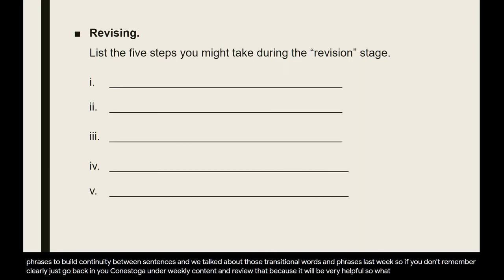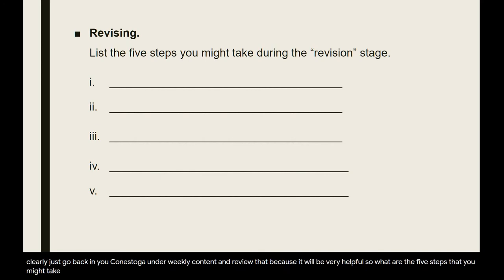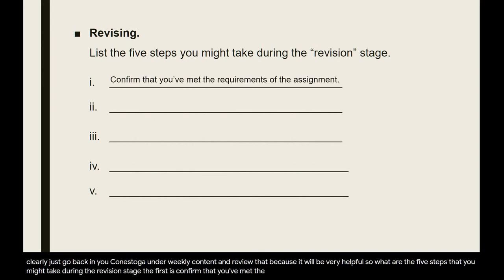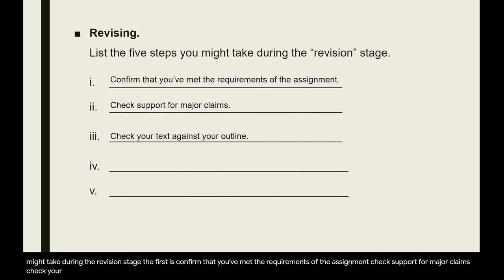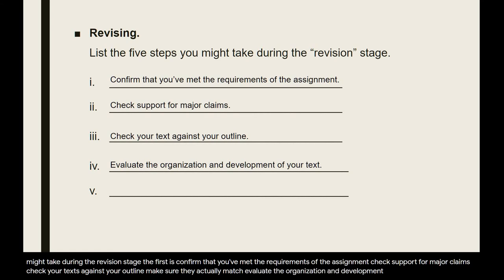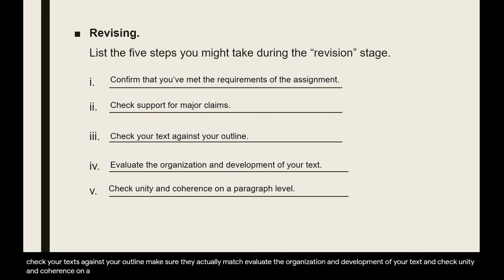So what are the 5 steps that you might take during the revision stage? The first is confirm that you've met the requirements of the assignment. Check support for major claims. Check your text against your outline. Make sure they actually match. Evaluate the organization and development of your text. And check unity and coherence on a paragraph level.